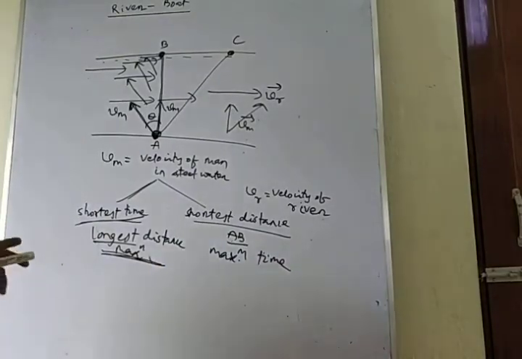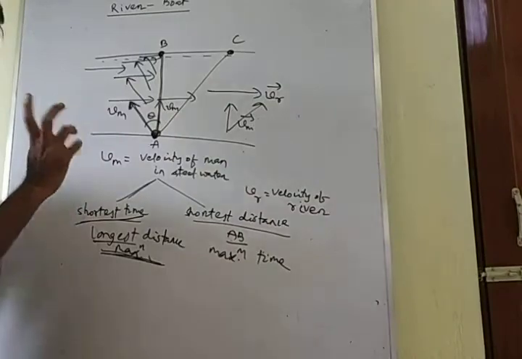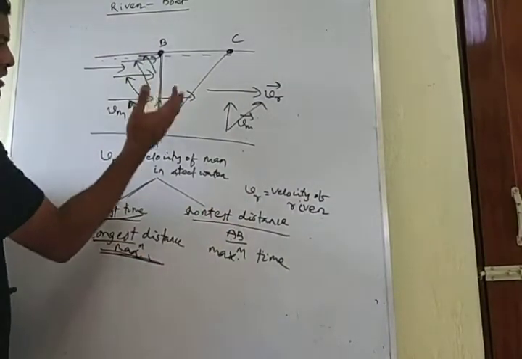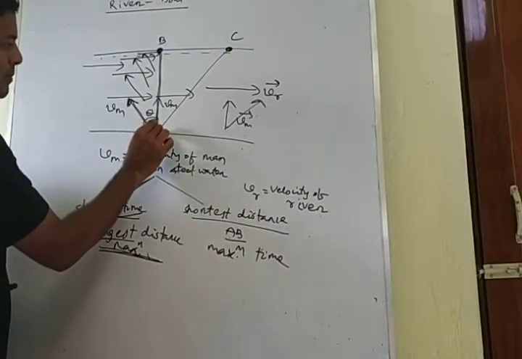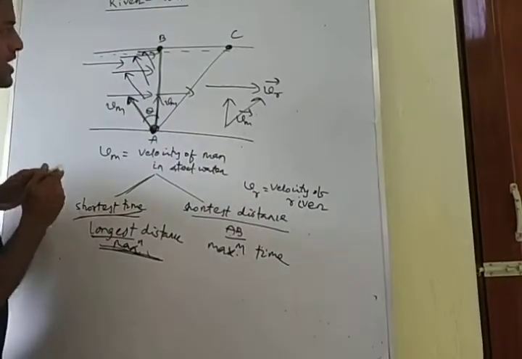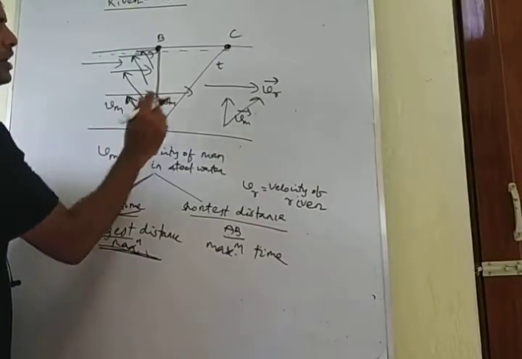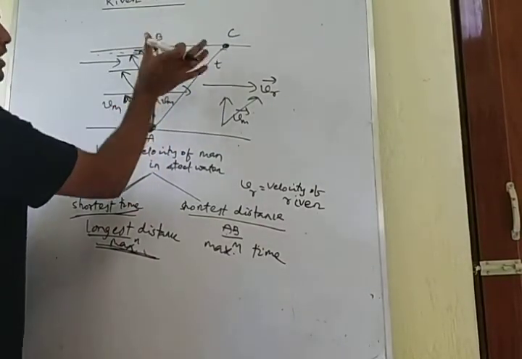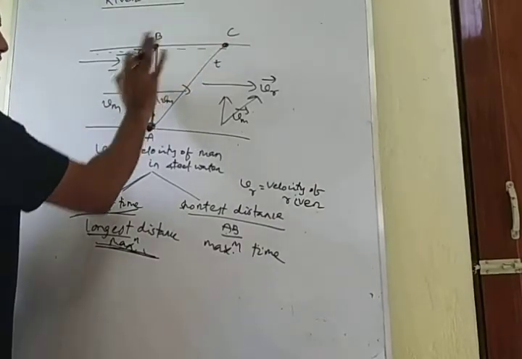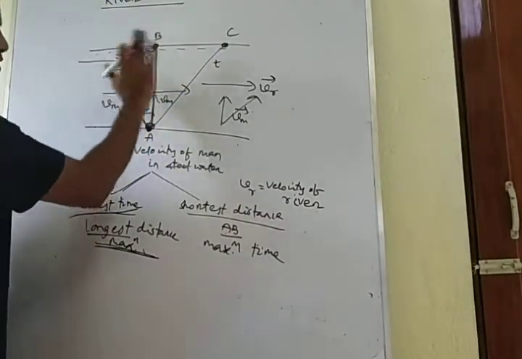This is a very simple thing, but after this the complicated thing is, remember this, I will use this in the projectile concept. When the man is going from A to C, let's say he is consuming time T. In that time T, the man is covering AB distance and also BC distance. They are not the same. AB is not equal to BC is not equal to AC.